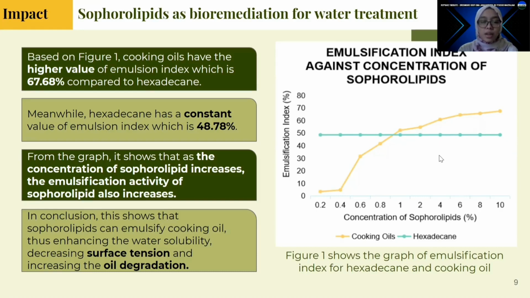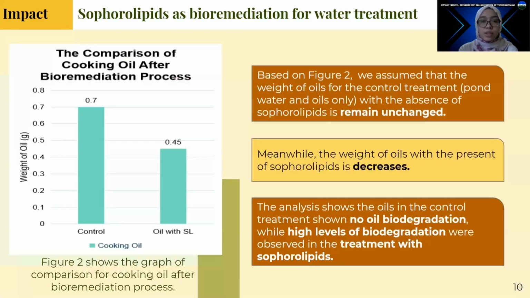So from the graph, we can show that as the concentration of sophorolipid increased, the emulsification activity of sophorolipid also increased. So in conclusion, this shows that sophorolipid can emulsify cooking oil, thus enhancing the water solubility, decreasing surface tension, and increasing the oil degradation.